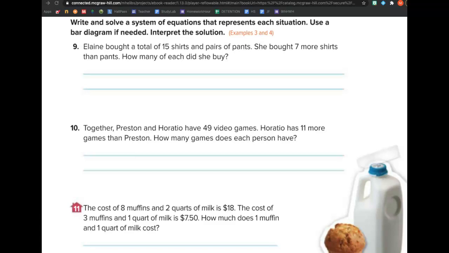All right, number 9. Elaine bought a total of 15 t-shirts and pairs of pants. She bought 7 more shirts than pants. How many of each did she buy?